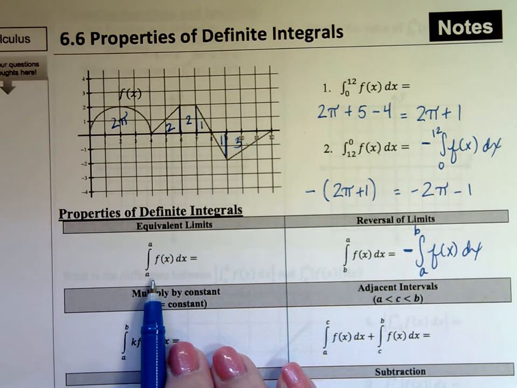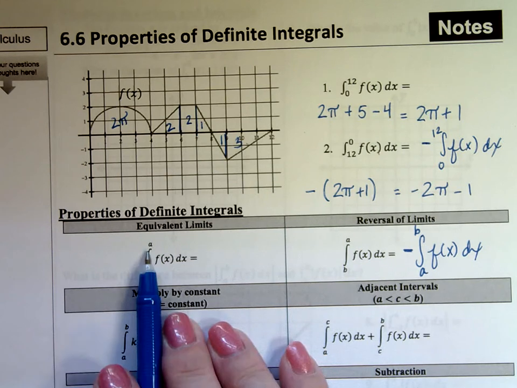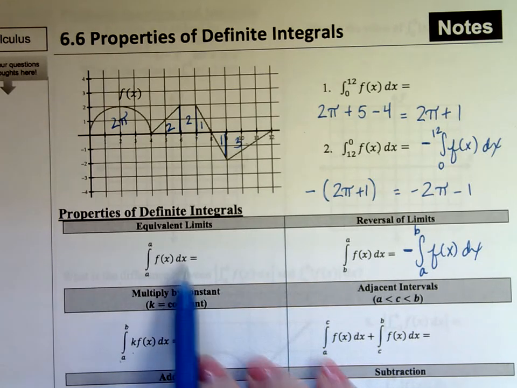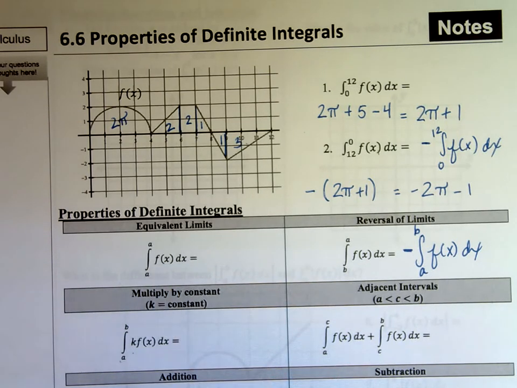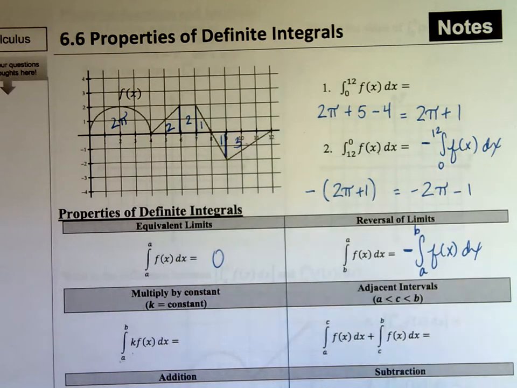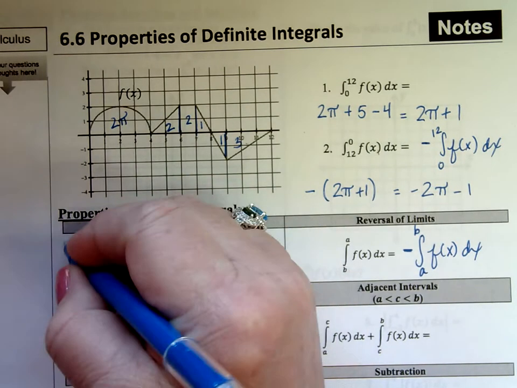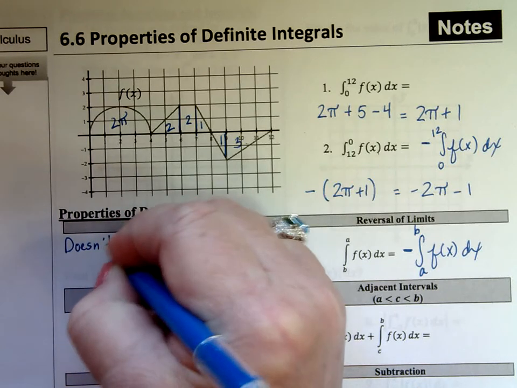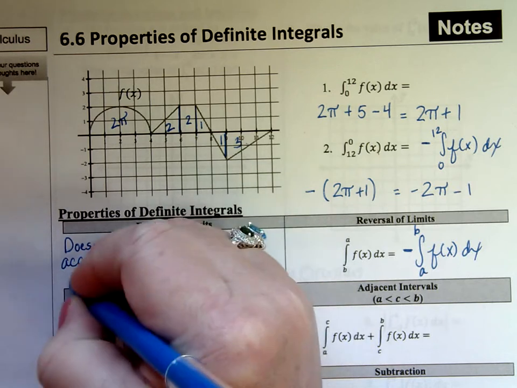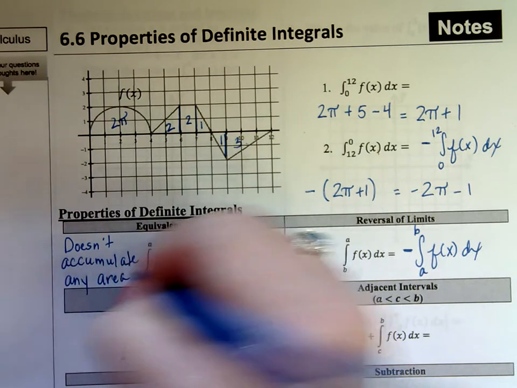All right, here's another property. If my lower bound is A and my upper bound is A, in other words, they're the same number, say they're both 4, it's the integral from 4 to 4 of the function. Have you gone anywhere? Did you accumulate any area? And the answer is no, you haven't gone anywhere. You started at A and you stayed at A. So you did not accumulate any area. So this one is 0. If the bounds are the same, it doesn't accumulate any area. Kind of makes sense, right? So your answer is 0.